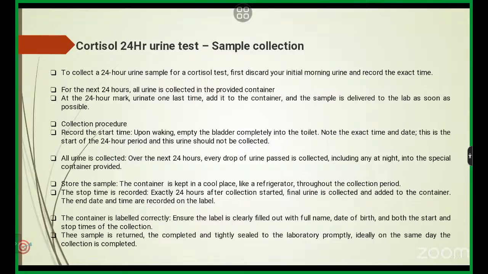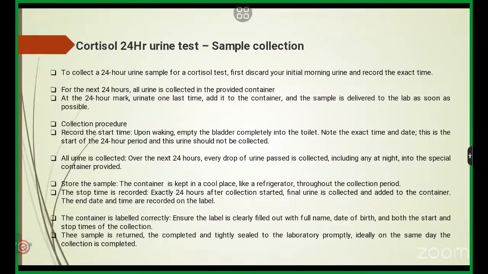We're also going to look at 24-hour urine sample tests, the sample collection processes and procedures. For this type of analysis, we need to collect a 24-hour urine sample for cortisol tests. It begins by first discarding a morning urine sample. Do we usually give the right instructions to the patient? First, urine has to be voided, not into the container, but discarded.